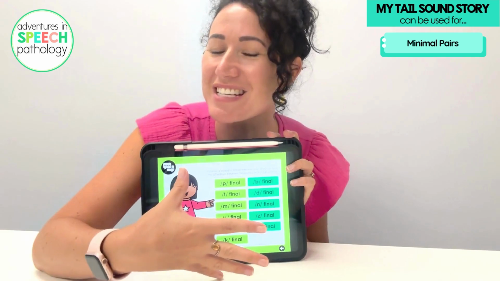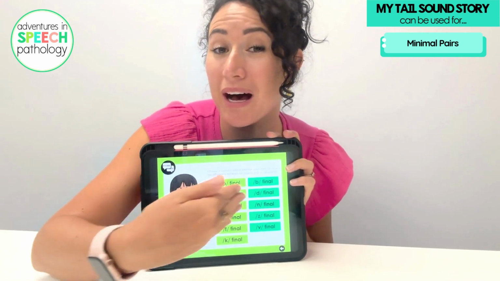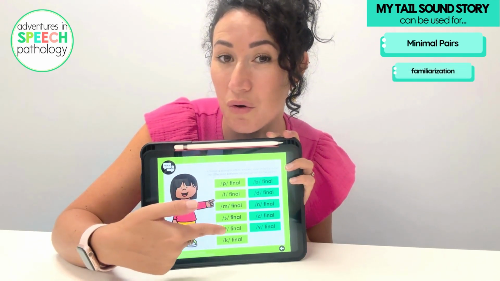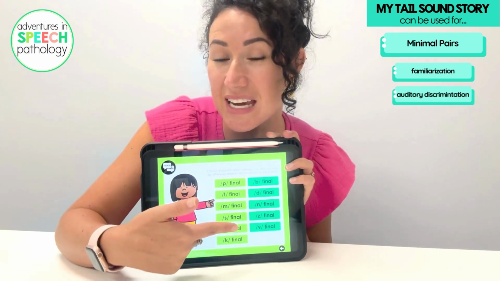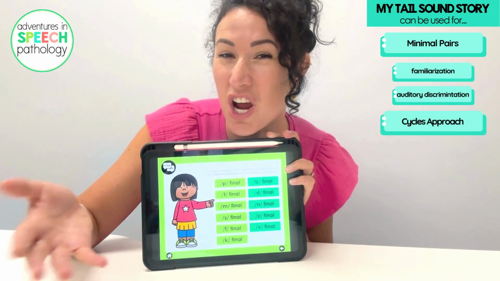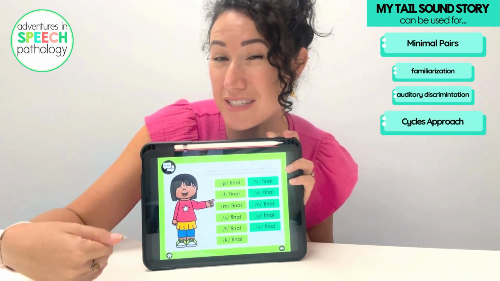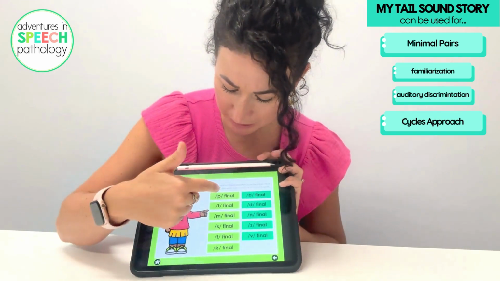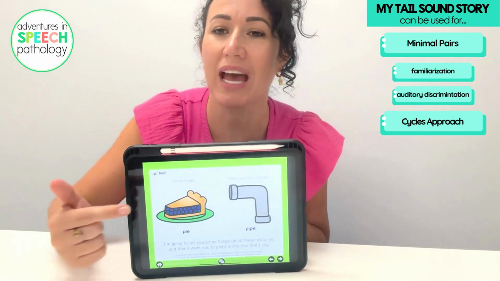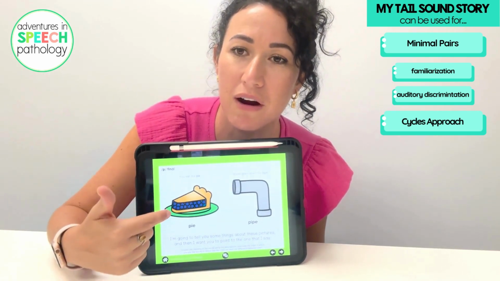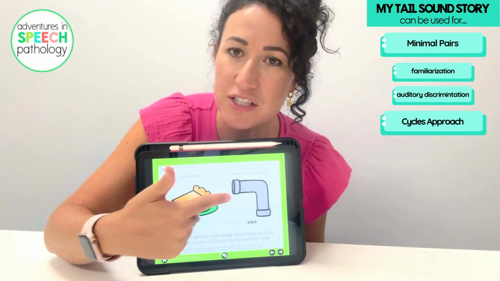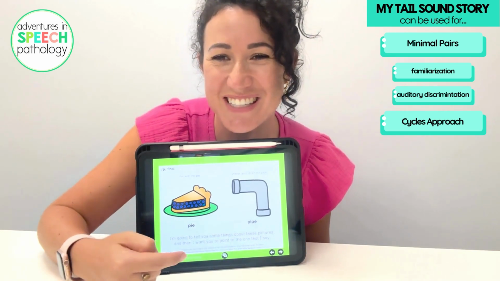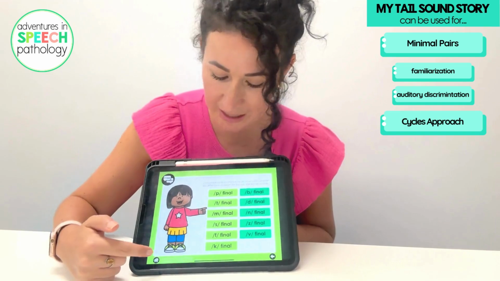In this story, because it's for the minimal pairs approach, if you are going to be using the minimal pairs approach, you can also do your familiarization and your auditory discrimination task in here. But let's say you're doing the cycles approach, you might just read that first part of the story, the tail sound, and that's just a cue that you use. It's just something you say to remind students. But if you would like to do some of those auditory discrimination, you can do it here as well. You can familiarize the meaning of the word and explain to the child what it means, and then you can have them point to the one that you're saying. So you have lots of different options there, and we have all the different sounds if we go back here.